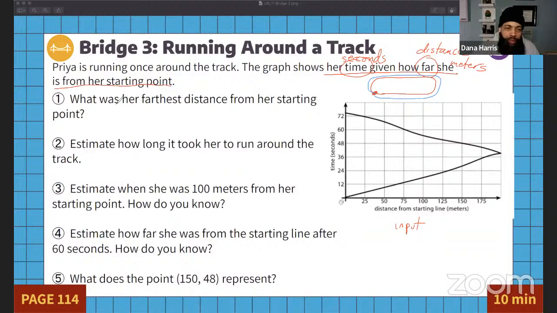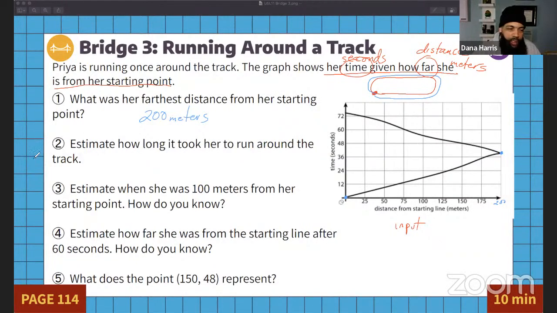So this is our starting point, but it says, what was her furthest distance from the starting point? Now, we know this is the starting point. Why? Because the time is 0. When she begins, the time is nothing, okay? So what was her furthest distance from her starting point? Well, let's look at the distance. Boom, it's right here, all right? And as you can see, the scale is by 25. So 25, 50, 75, 100, 125, 150, 175. So if we add 25 to this, this will be 200. So 200 meters.